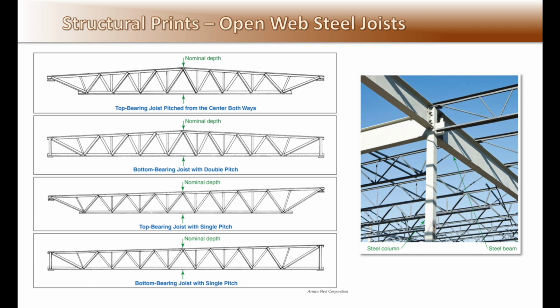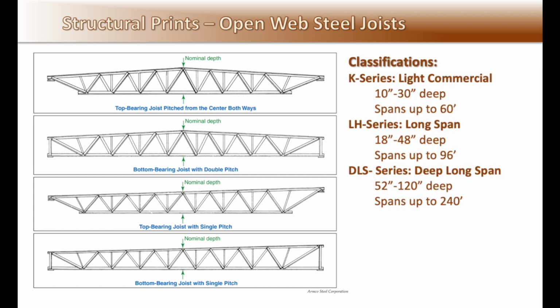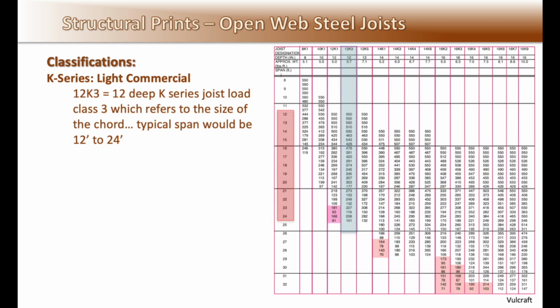Open web steel joist. Floor and roof structures are commonly supported by open web steel joist, more commonly called bar joists. Typical bar joist classifications are K-series that are considered light commercial, 10 to 30 inches deep with spans up to 60 feet. LH series are long span, 18 to 48 inches deep with spans up to 96 feet, and DLS series are deep long span, 52 to 120 inches deep, with the greatest spans up to 240 feet. For more information on steel joist, visit the Steel Joist Institute at www.steeljoists.org.